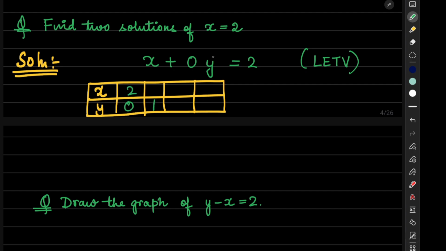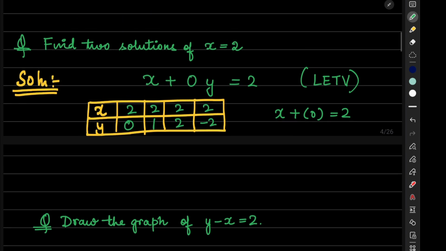If y is 1, 1 into 0, x plus 0 into 1, it's again going to be 0 equal to 2. So whatever be the value of y, even if it is minus 2, it is going to be 2. This is again very, very important. It will be very helpful for you when you're doing coordinate geometry. So these are the solutions.